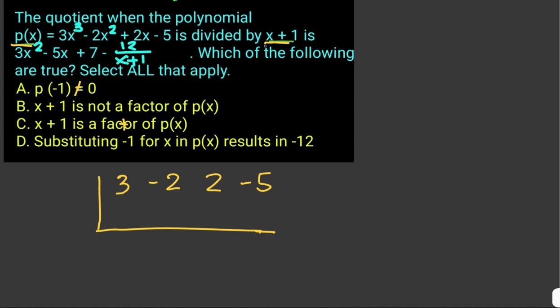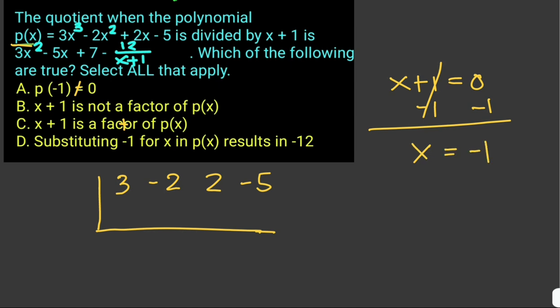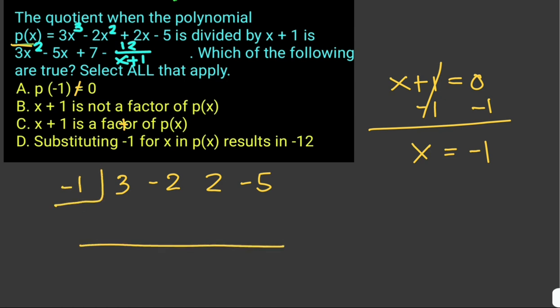And now for our divisor, it says divided by x plus 1. So x plus 1 here is a factor. We just have to equate this to 0 to solve for the value of x, and that would be our divisor. So x here is negative 1. Okay, we've already set up the synthetic division. We can now start solving this.